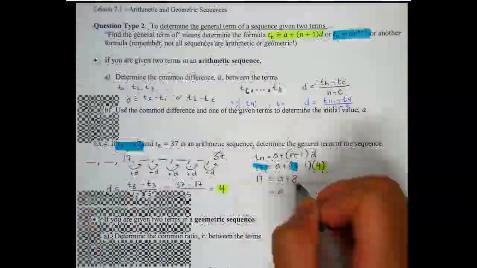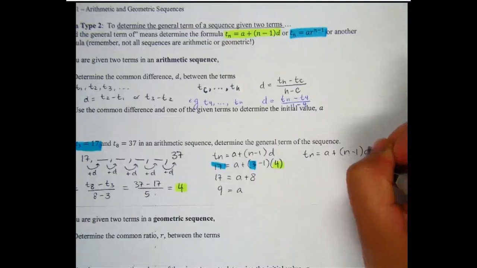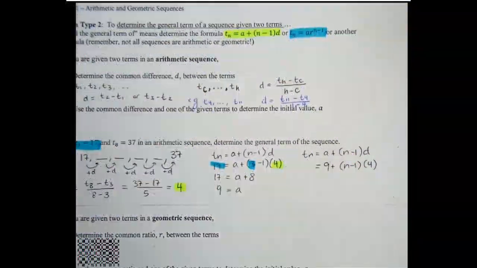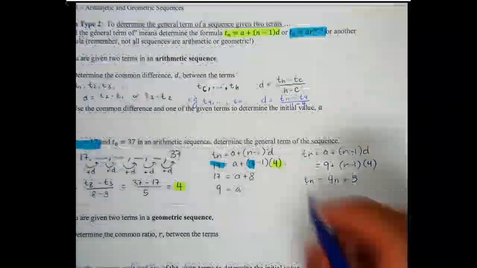So 17 is equal to a plus 2 times 4, 8. So a is equal to 17 minus 8, which is 9. Now we want to plug in our a and d values, leave tn and n as variables. Simplify, and you should get tn is equal to 4n plus 5.